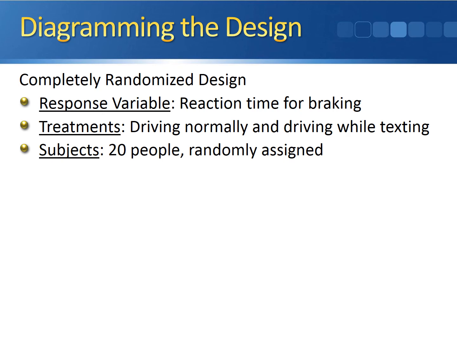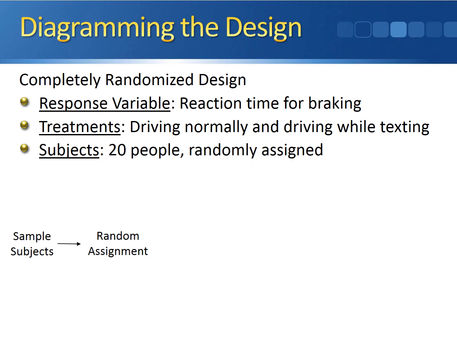In order to diagram the experiment, we always start out by sampling the subjects. In a completely randomized design, our next step is to perform the random assignment. This can be done in several different ways. I'll show you an example in class of how this can be done, even using something as simple as Excel.